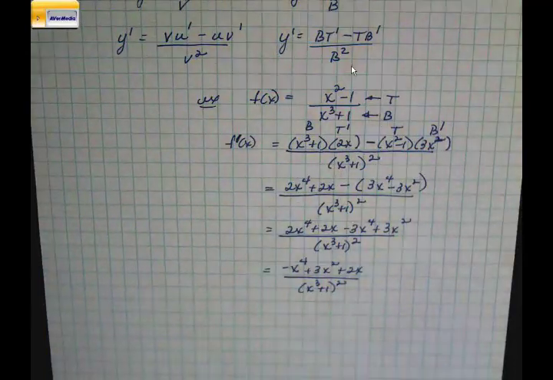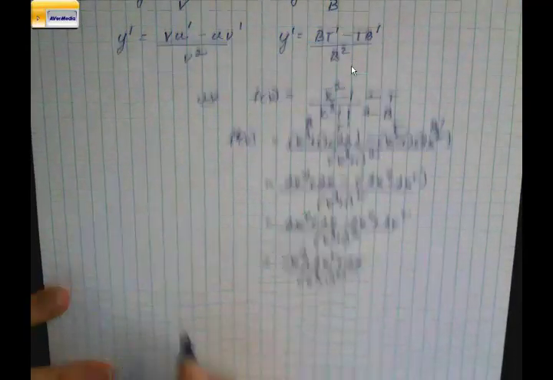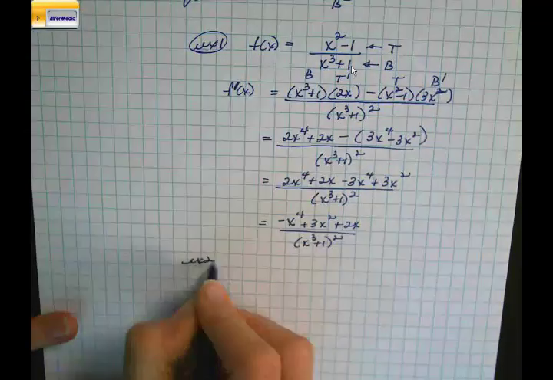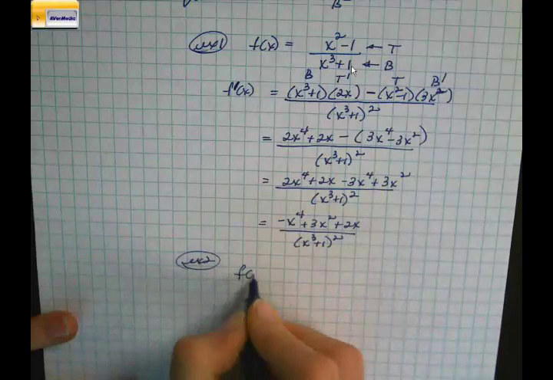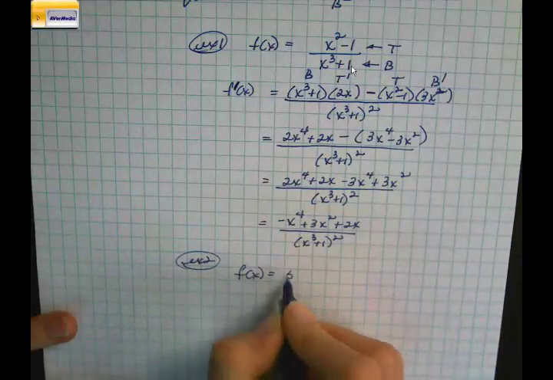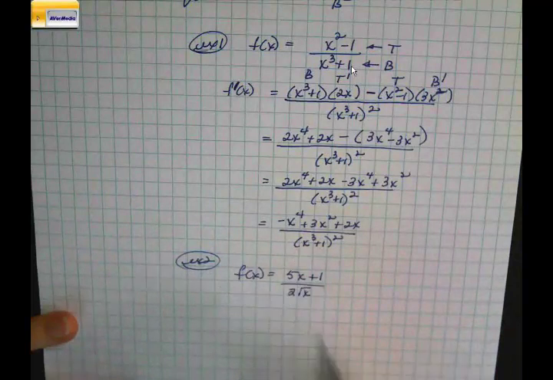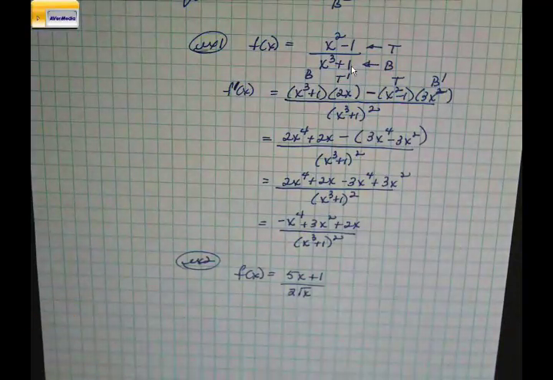All right, get ready for this one. I probably should call that example 1 or something. Let this be example 2. Okay, suppose f of x equals 5x plus 1 over 2 times the square root of x.